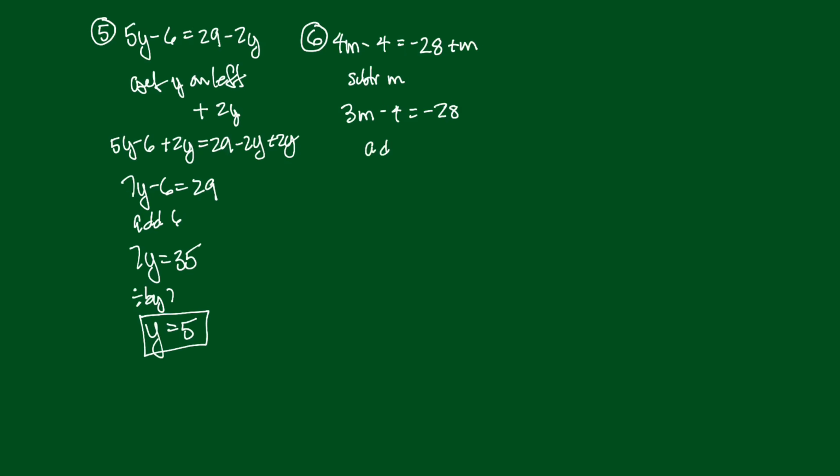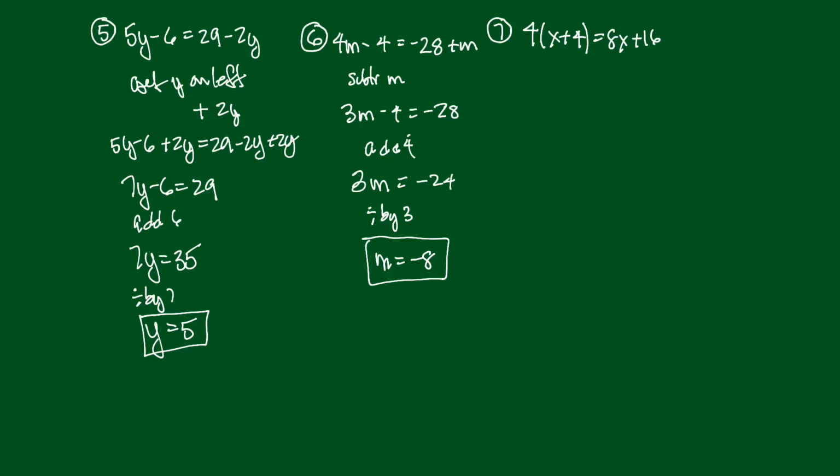Right, so here's what I'm going to do. I'm going to add 4, so let's just do this. I'll get 3m. Now, minus 4 plus 4 is gone. And I get negative 28 plus 4, negative 24. Now let's divide by 3. So I'll get m is equal to negative 24 divided by 3 is negative 8.